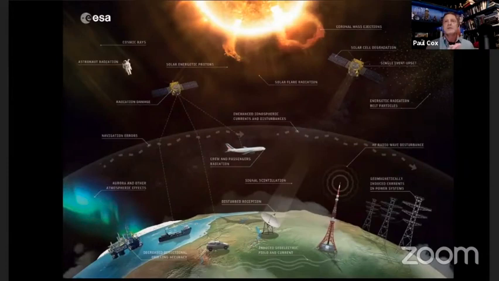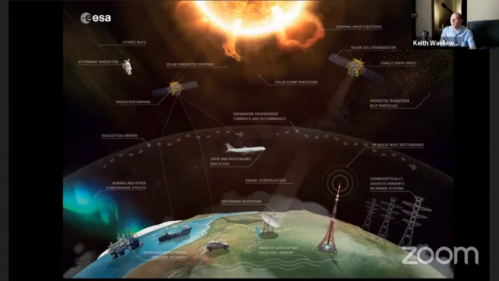Where should we start with this diagram, Keith? I think we can start right with the sun. So we see a coronal mass ejection about to separate. A lot of times, not always, preceded by a solar flare. So we'll talk about that first.